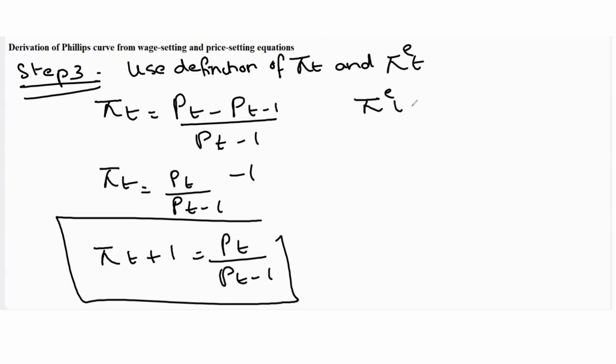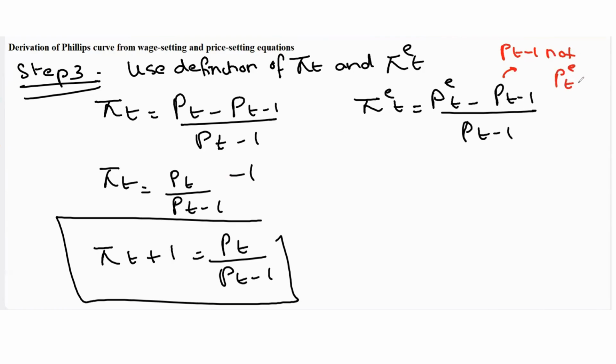Similarly, expected inflation in year t is going to be the expected price in year t minus Pt-1, divided by Pt-1. Something to note here is that here we have Pt-1, not Pet-1. Because if I want to find expected inflation in year t, I'll use the expected price level in year t, but we'll still subtract it from last year's price level.